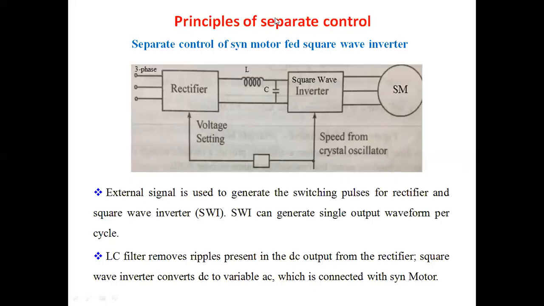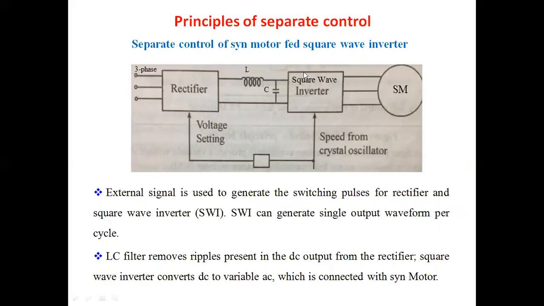First, we are going to discuss separate control. Under separate control of a synchronous motor drive fed by a square wave inverter, the inverter type is a square wave inverter. The applied input, a three-phase supply, is given to the rectifier. The rectifier converts three-phase AC into DC. The ripples in the DC are eliminated with the help of an LC filter. Then it is given to the square wave inverter, which converts DC into AC. The AC is connected to the synchronous motor drive.